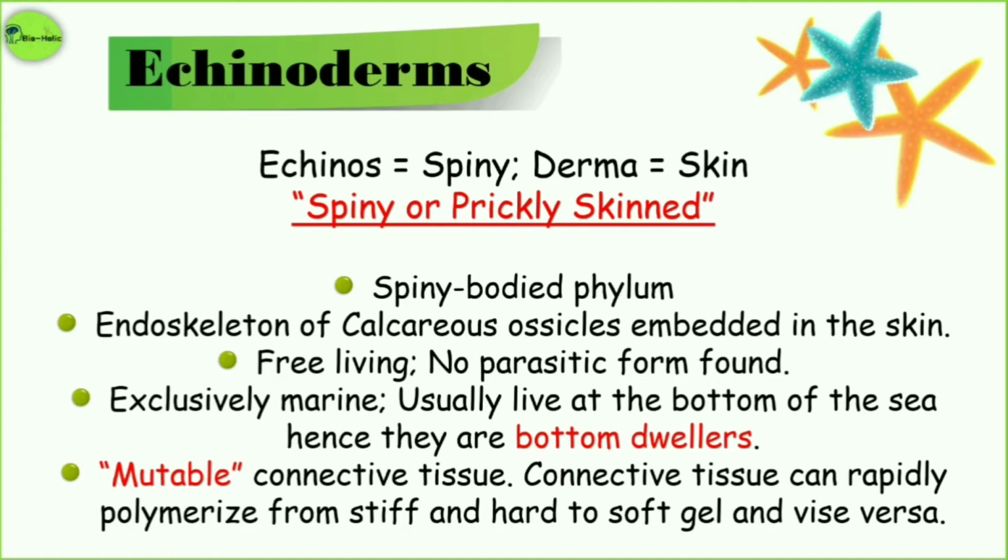So they possess an endoskeleton, or internal skeleton, of calcareous ossicles. What are calcareous ossicles? Calcareous ossicles means small bones embedded in their skin. Now they are free living, so there are no parasitic forms found in them. And they are exclusively marine, and usually they live at the bottom of the sea, so they are known as bottom dwellers.